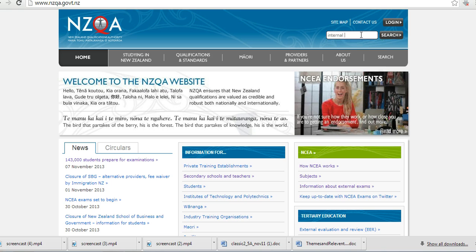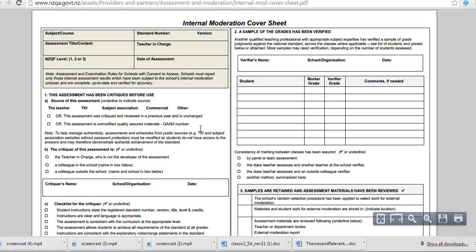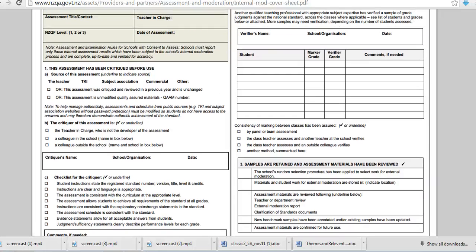So you need to go in. I can never find this one off the top of my head, so I always go internal, moderation, cover sheet, and it usually brings it straight up. So then we get the internal moderation cover sheet there. Most of you will have seen this before. Some schools have their own version, some schools use this as it is. This is the March 2013 version.